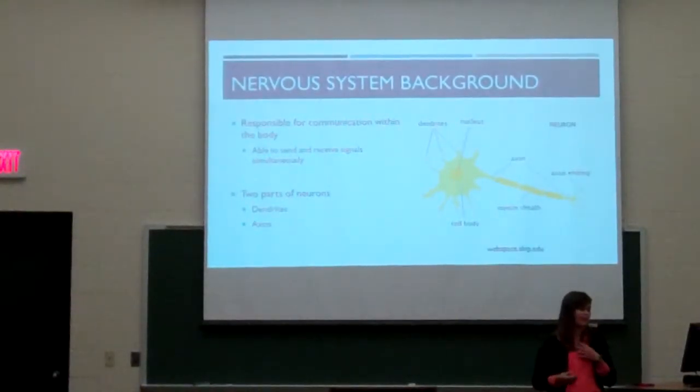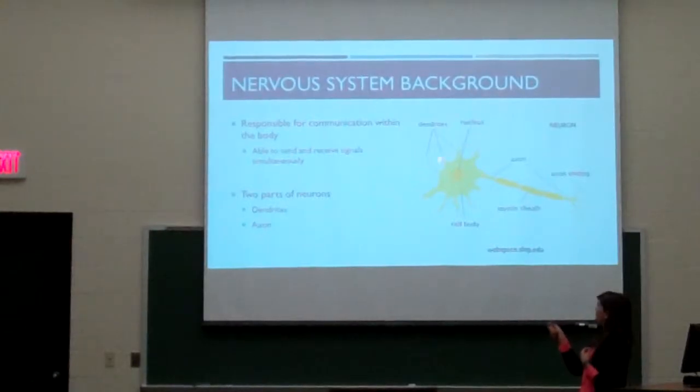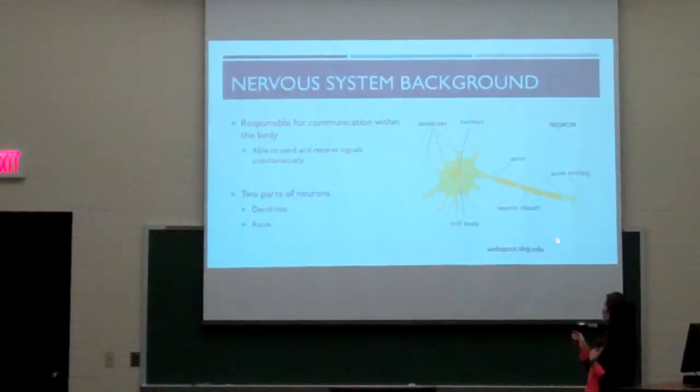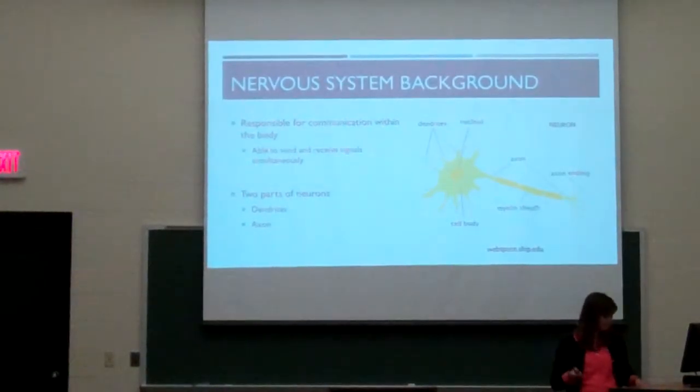There are two main parts of neurons. There's the dendrites, and depending on the type of neuron, which we're going over in the next slide, you can have multiple dendrites. And then there's the axon, and there's only one axon per neuron.